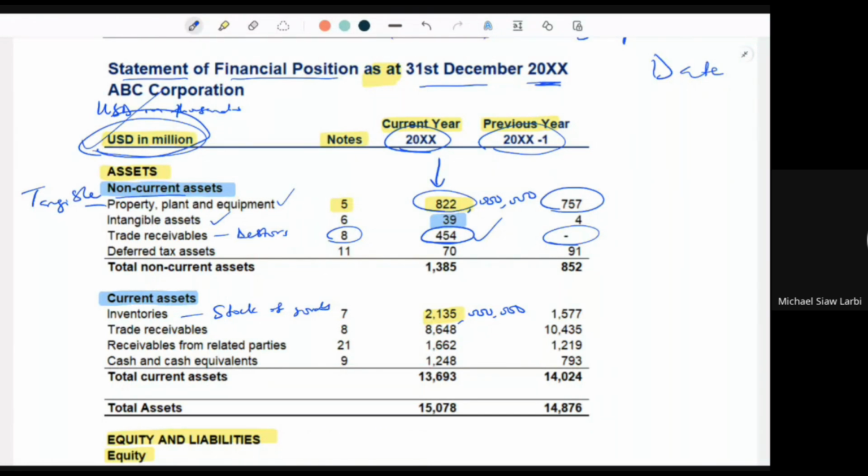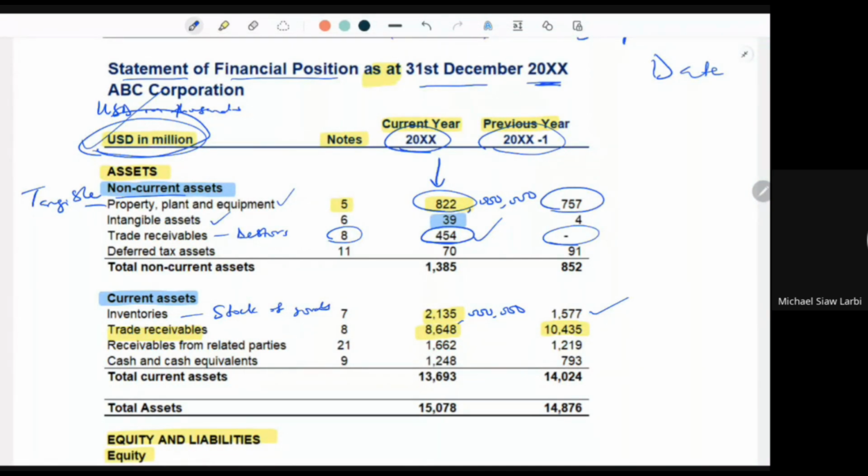Oh, inventories, they have over $2 billion of inventory on their balance sheet. Last year it was 1.57 billion. It means they have a lot of goods that have not moved, or maybe they manufactured more, they bought more. Trade receivables, like I said, these are your debtors. So those who have bought and haven't paid you yet, right? This fell from 10.4 billion to 8.6 billion.